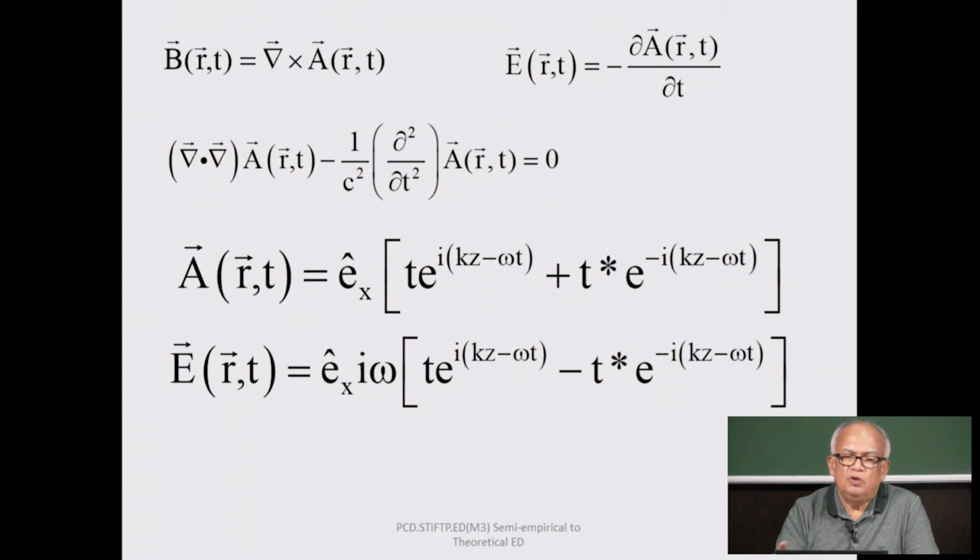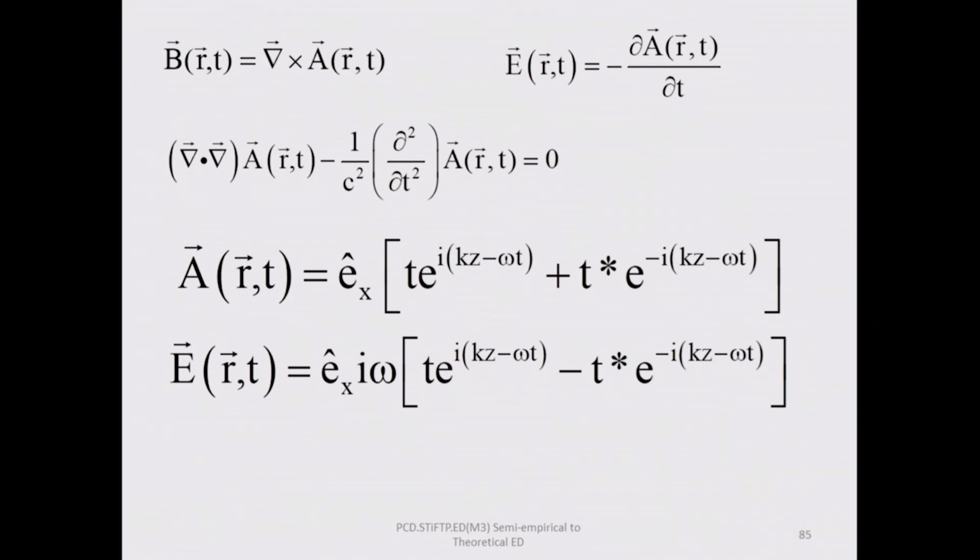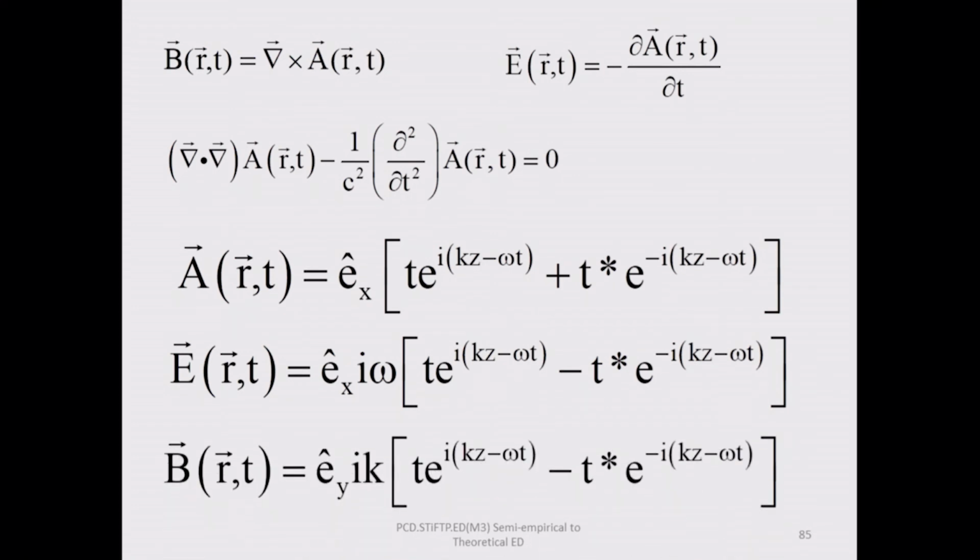and given this solution you can determine the electric field, because the electric field is nothing but the negative of the time derivative of the vector potential. So you just find the time derivative of the vector potential and get the electric field. Likewise, if you find the curl of the vector potential, you will get the magnetic field. So now you have got the electric and the magnetic field.